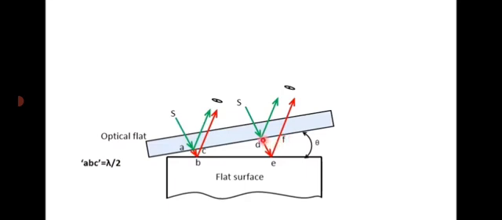Here the distances traveled by these two rays are different, and this difference is given by DEF. You can see that this distance DEF is greater than ABC, so it may be any distance more than lambda by 2. Now suppose DEF is equal to 3 lambda by 2. Then again you will get a similar fringe, a complete darkness or destructive interference.